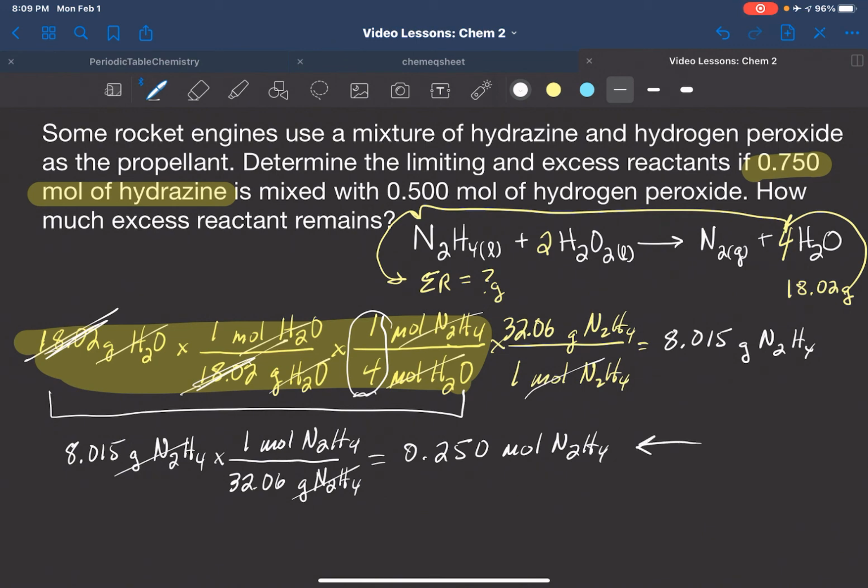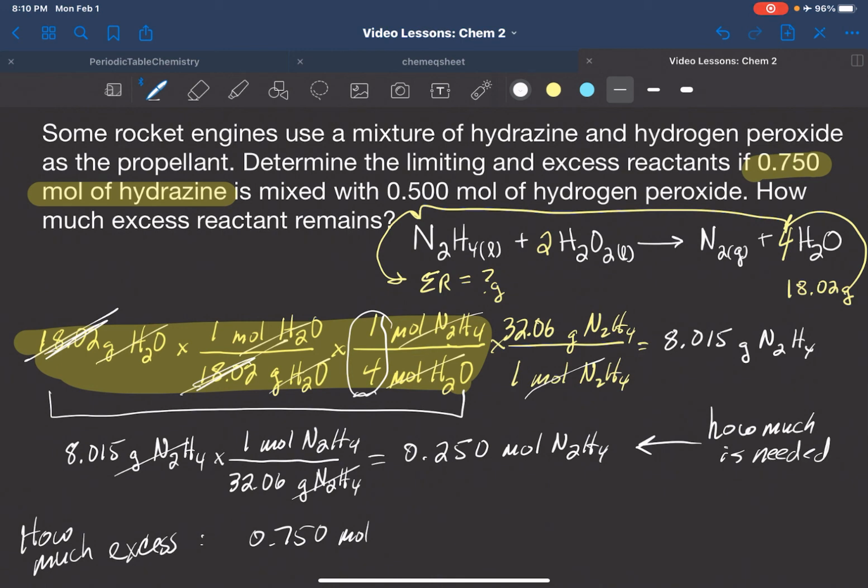So this is how much is needed. That's what we just calculated, was how much is needed. Now, if you think about it, originally, so how much excess? Well, we originally had 0.750 moles that was added in. Well, if we subtract out how much we actually need, this makes sense. I don't care if you're talking about chemistry units or if you're baking cookies. If you know you have an excess amount, you just subtract out what you use, whatever's left over, that's your excess. So you should easily be able to see this is 0.500 moles. And of course, this is our excess reactant, so we know that this is the hydrazine.